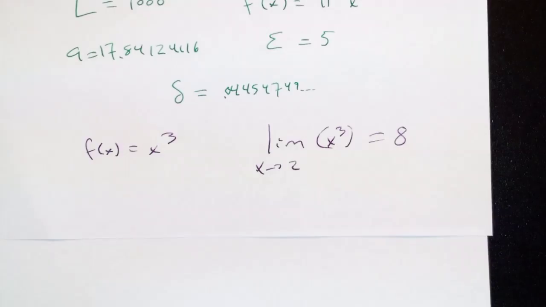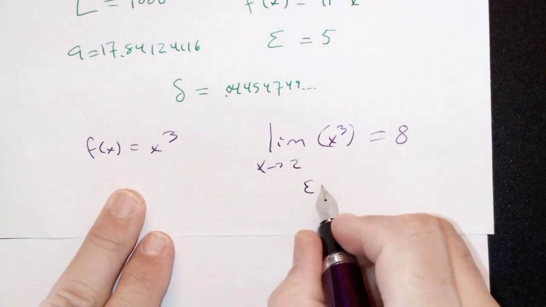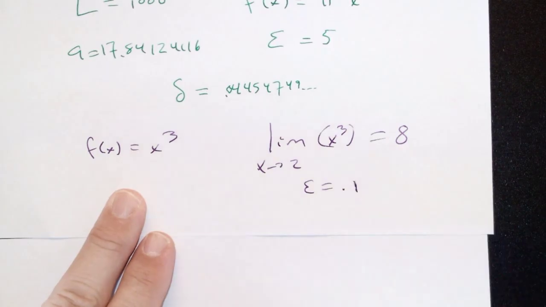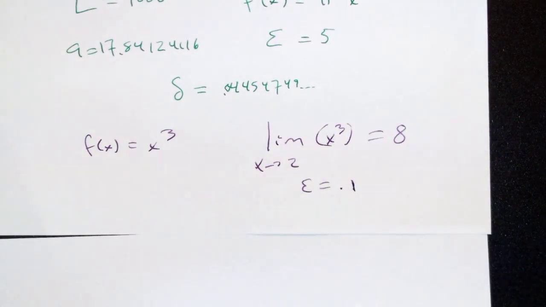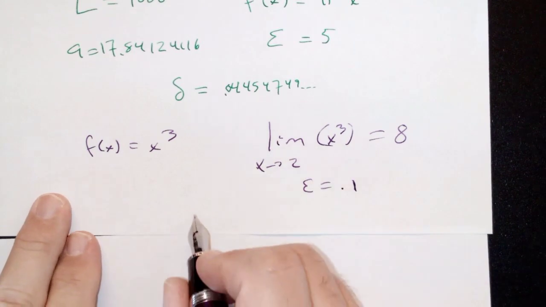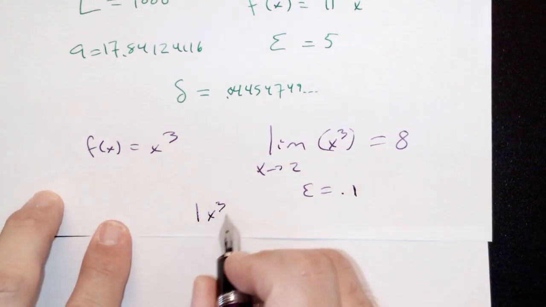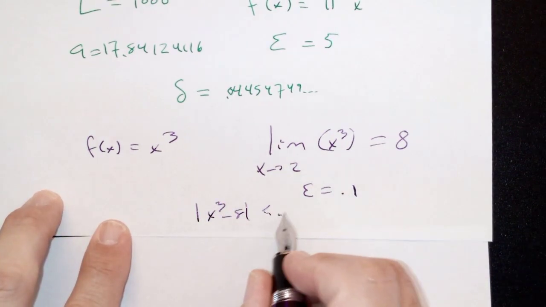Okay. How close is close enough to 8? So again, 0.1 for tolerance. I'm going to say, all right, if you want me to be within 0.1, how close do I have to get to 2? Well, that means I need the absolute value of x cubed minus 8 to be less than 0.1.